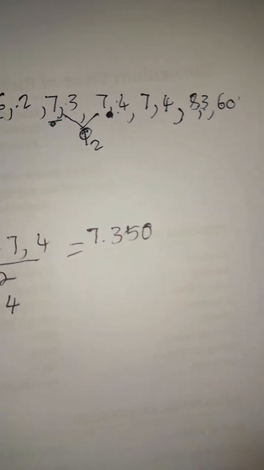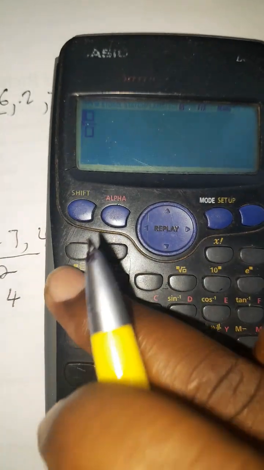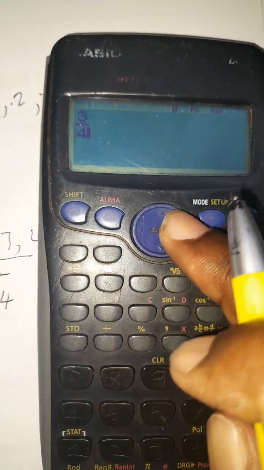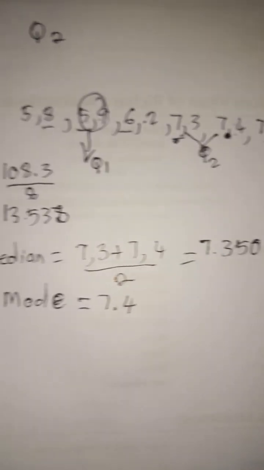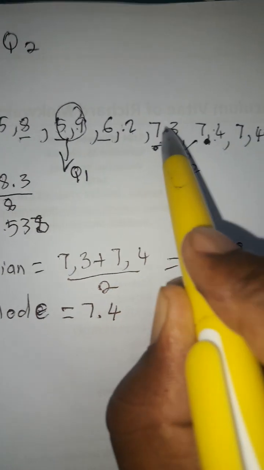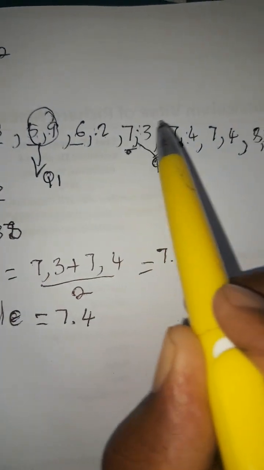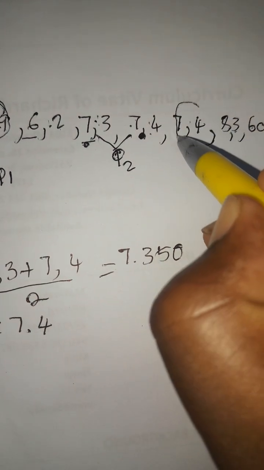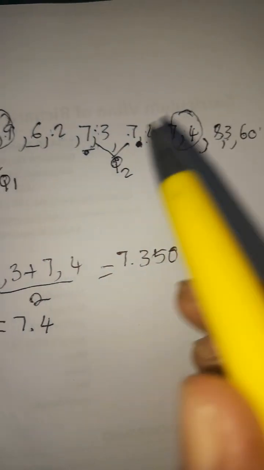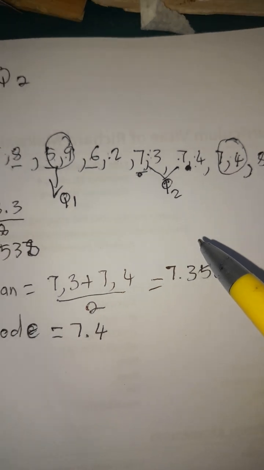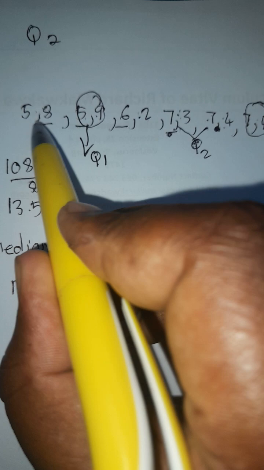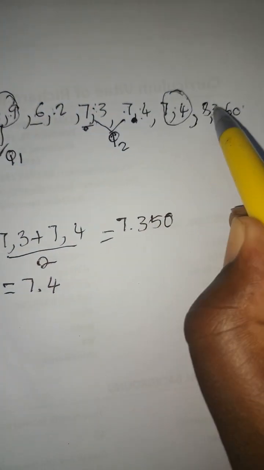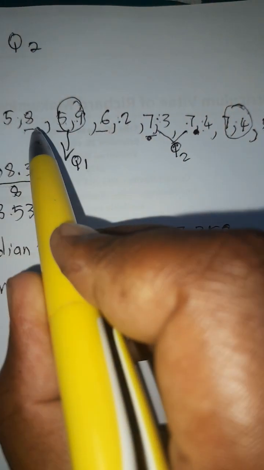Let's also find the third quartile. For the third quartile, you are going to say 3 divided by 4 multiplied by 8. What is that? The number 6. So let's count from here: 1, 2, 3, 4, 5, 6. So meaning that 7.4 will be our third quartile. Let's see, did I do it correctly? 1, 2, 3, 4, 5, 6, 7, 8.